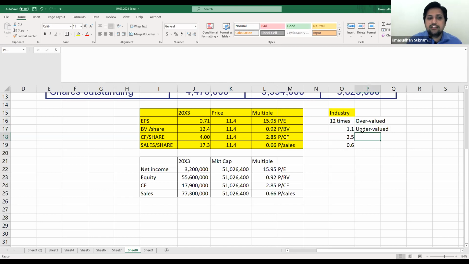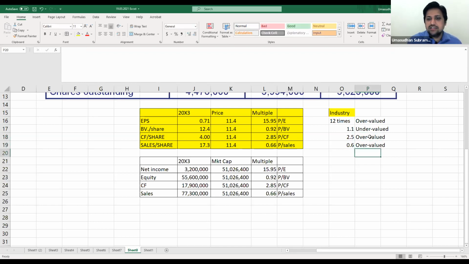Okay. What about price to cash flow? Industry is 2.5. Price to sales, industry is 0.6. So what do you think, guys? Is the stock overvalued or undervalued? Based on both of them, it's overvalued because it's trading above the industry multiples.